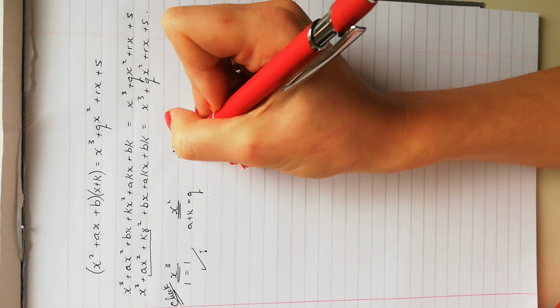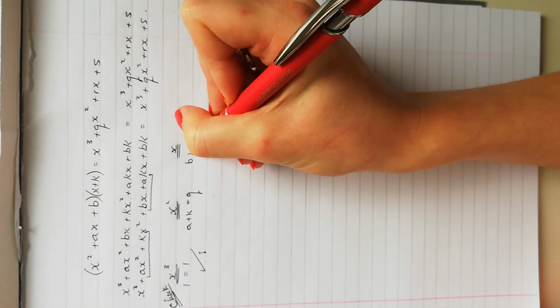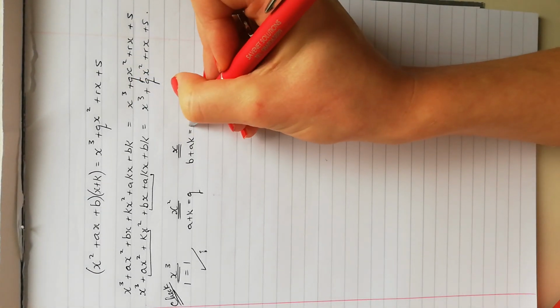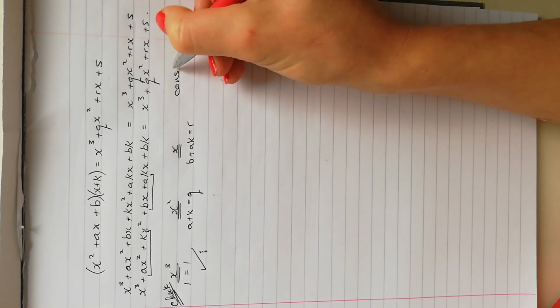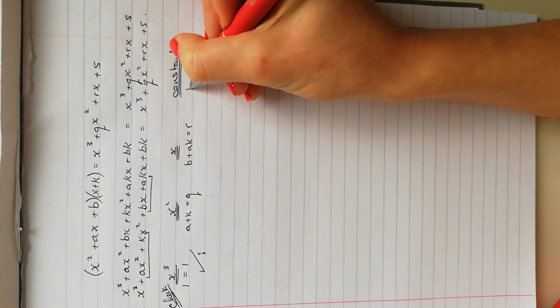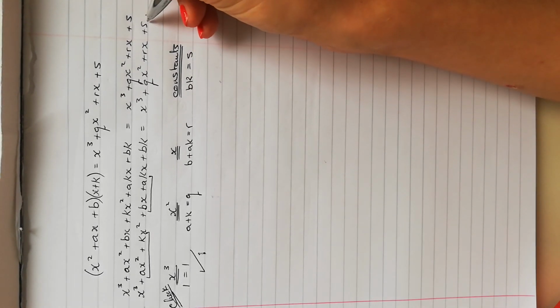Anyway, now, the x coefficients. X coefficients on the left are b plus ak equals x coefficient on the right, or, now, constants. Constants on the left, bk, equals constant on the right, s.